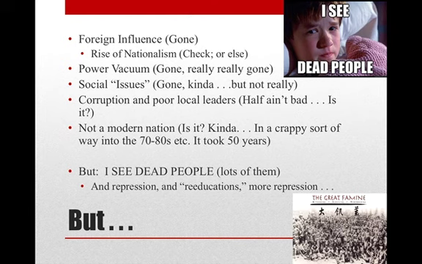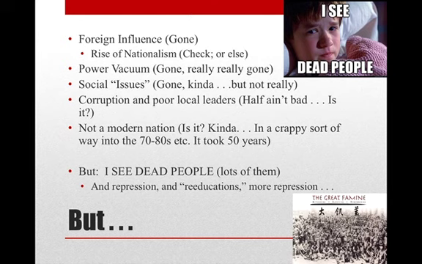Is it a modern nation? Yeah. Getting into the 50s, not really. Getting into the 60s, not really. 70s, yeah, getting there. 80s, getting there. 90s, definitely getting there. Now, is it a modern nation? Sure it is. It took over 50 years, but guys, that's kind of what happens.